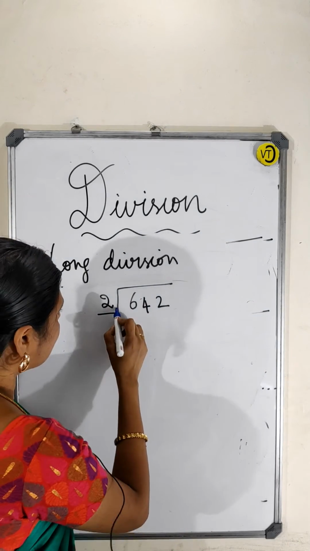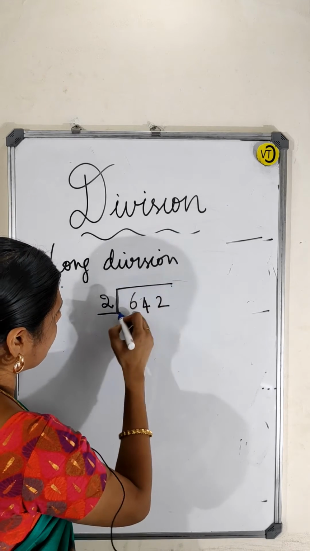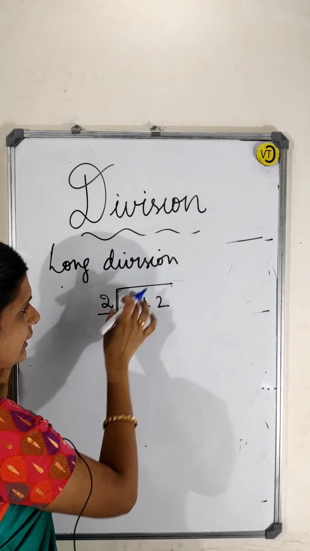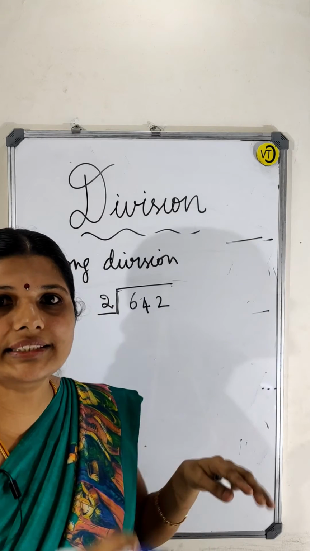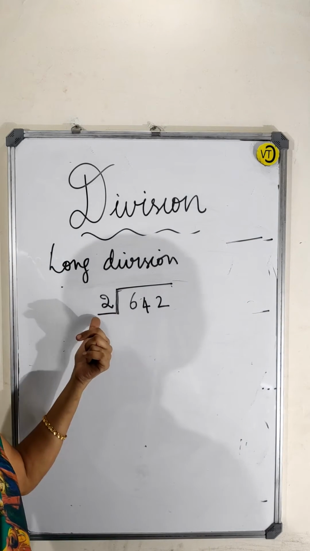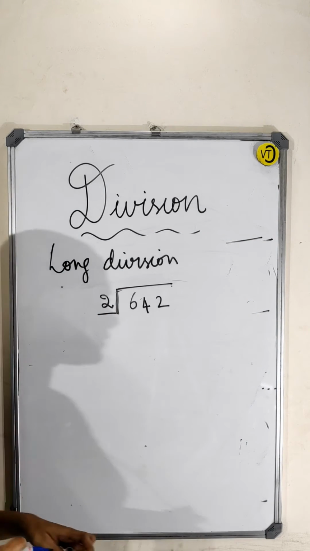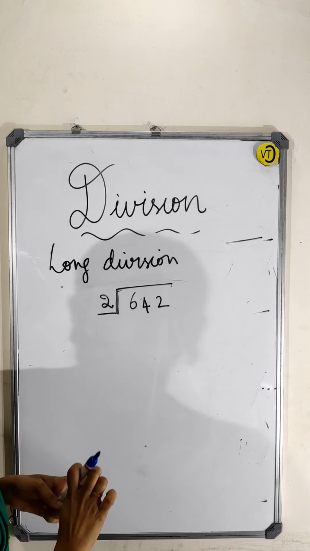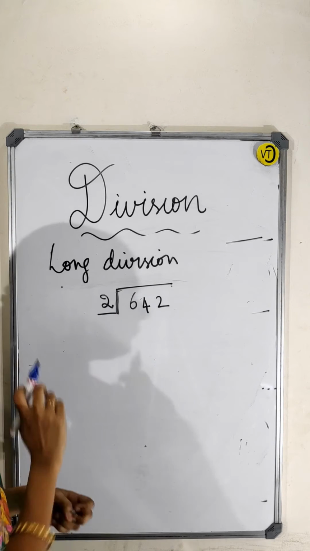So this is like a tent, right? It's like a tent. The number inside the tent, under the tent, is the dividend. This is the divisor. Okay, so 642 divided by 2.